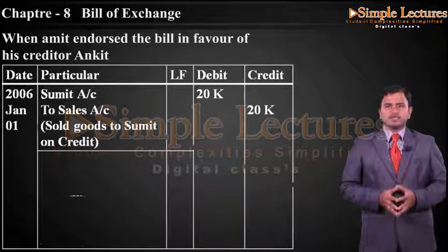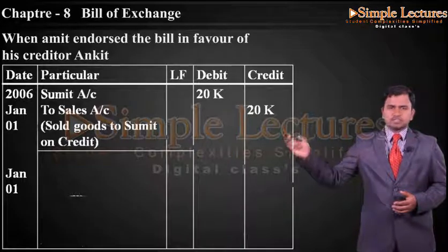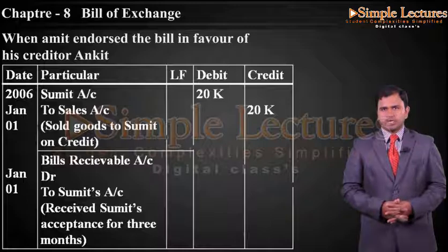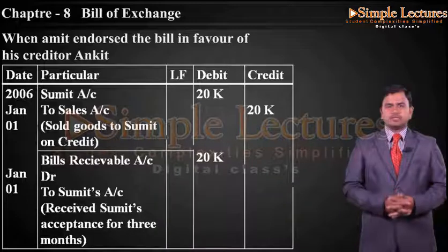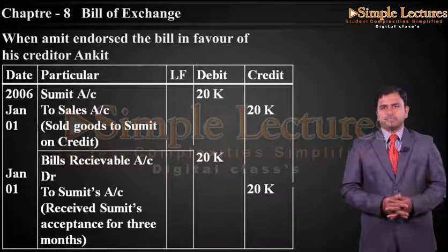And the second entry will be for the acceptance of the bill on the same date, Jan 1st 2006, bills receivable account debtor to Sumit account, 20,000 debit and 20,000 credit. And the narration will be being received Sumit's acceptance for 3 months.